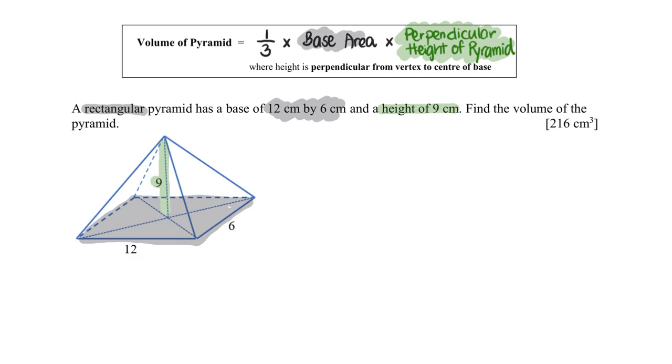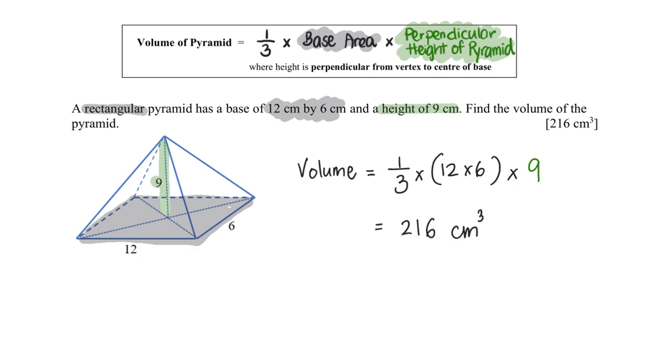So how do I find area of a rectangle? Yes, 12 times 6. So volume of this pyramid will therefore be equal to 1/3 times the base area, which is 12 times 6, times the height, 9. This will give us 216 cm cubed.